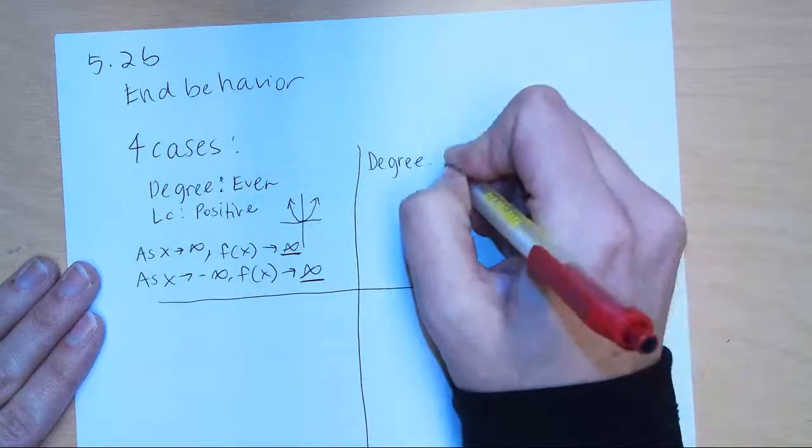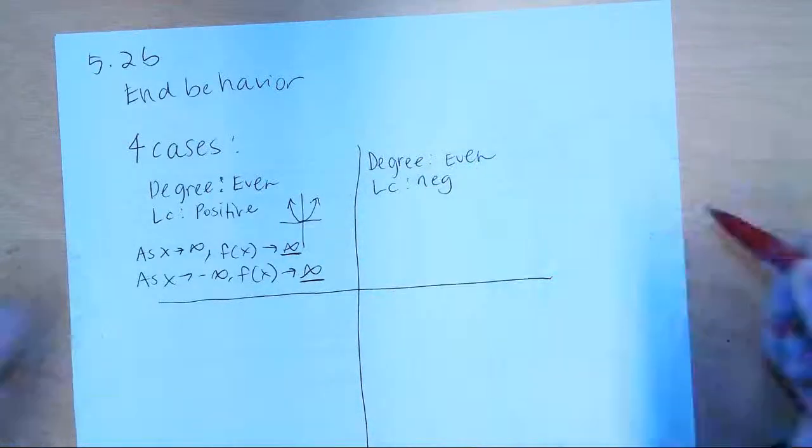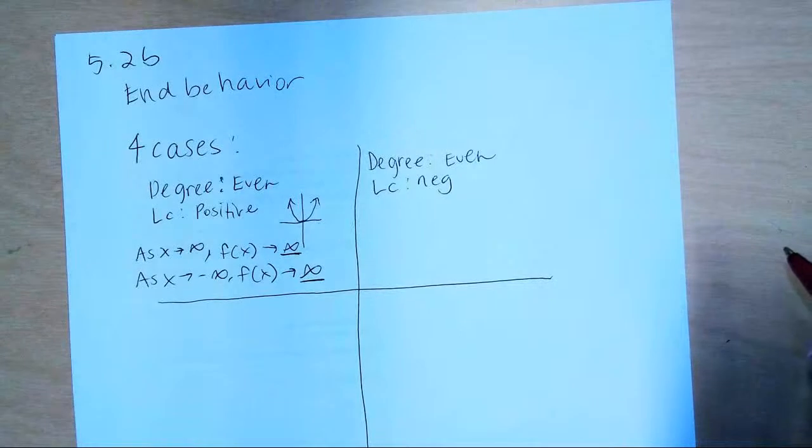Okay. The degree is even and the leading coefficient is negative. So again, out of those 4 that you just used your arms to show me, which one has a leading coefficient that's negative and a degree that's even?